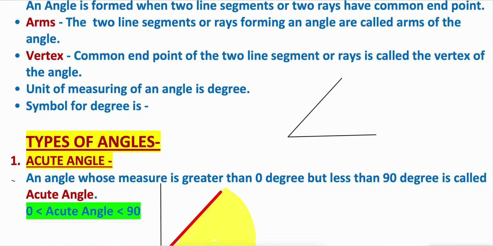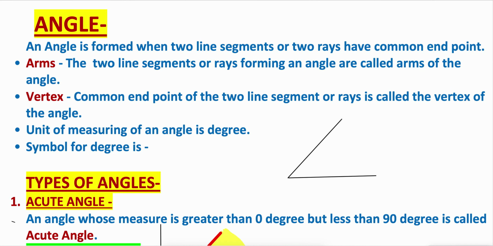So what is an angle? An angle is formed when two line segments or two rays have a common endpoint. And the two line segments forming an angle are called the arms. Suppose this is angle ABC. So the line segments AB and BC are the arms and the point B is called the common vertex. And the unit of the angle is measured in degrees. So if suppose it is 45, we will write it as 45 degrees. And the symbol is like this, angle. So angle ABC is equal to 45 degrees.